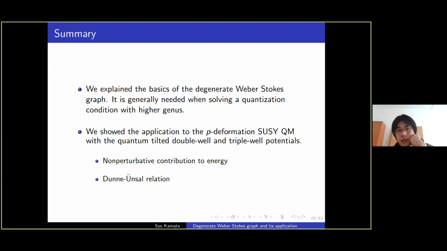Also, for example, if you want to consider the relation between the hidden topological angle of the partition function and the Mass index, by using the definition like A bar, B bar, we can make this relation explicit. And by using this, for example, QES exactly solvable systems can also be considered by starting with the Degenerate Weber. Okay, that's all. Thank you for your attention.